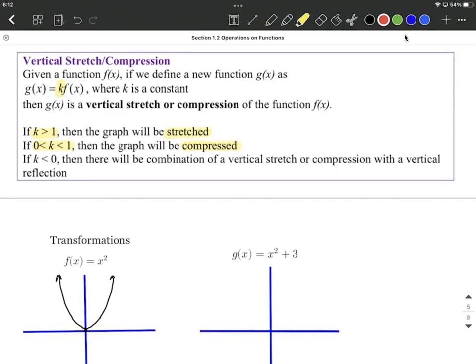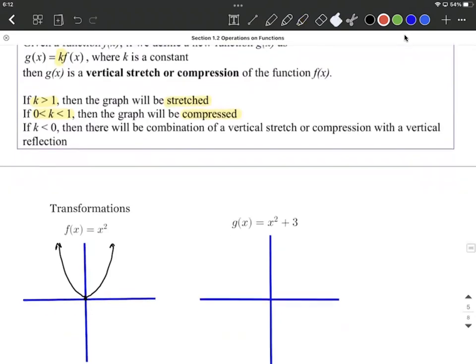If the number that we're multiplying by is less than 1, then it could be some sort of combination of both a vertical stretch or compression, but it could also be a reflection. Right? If it's below 0, it's a negative number. That would also be a reflection. So let's talk through a few of these and see what they look like on a graph.